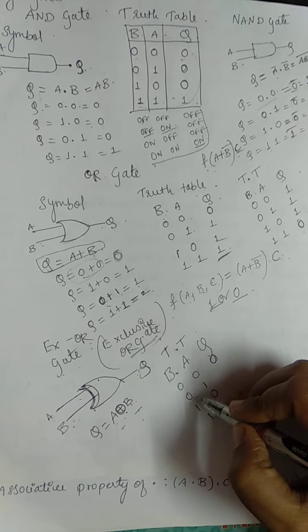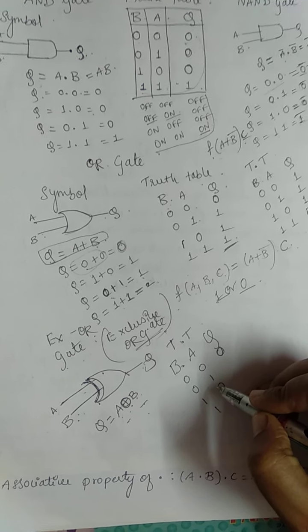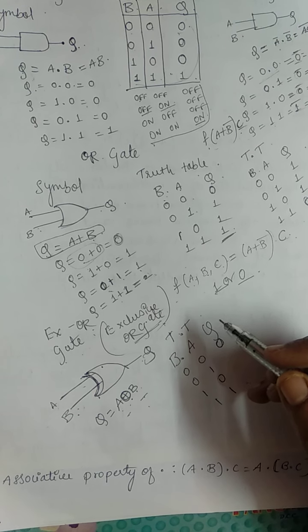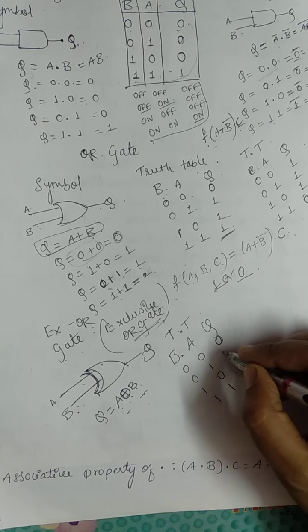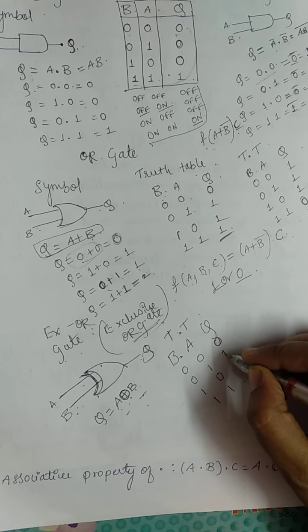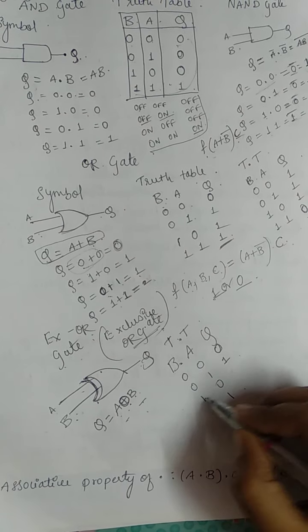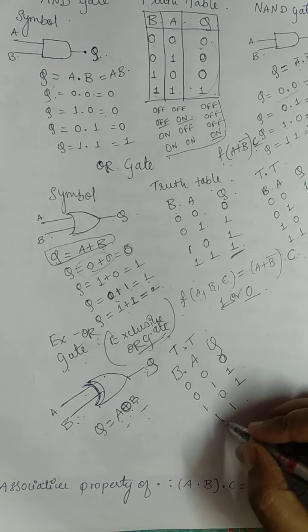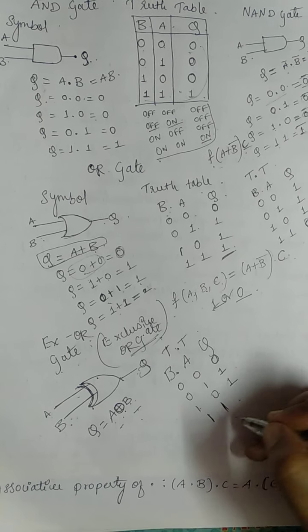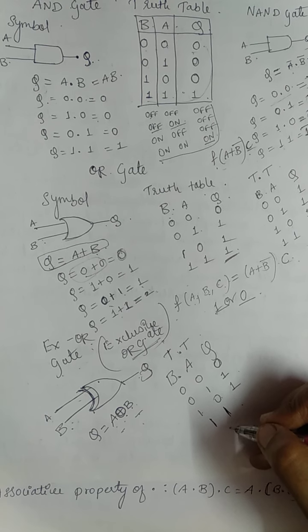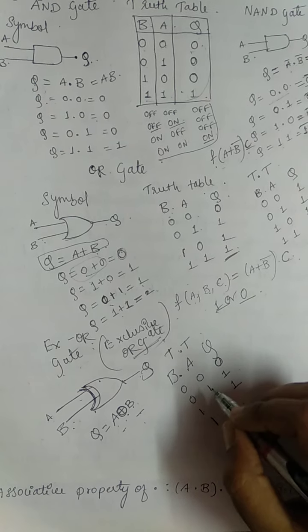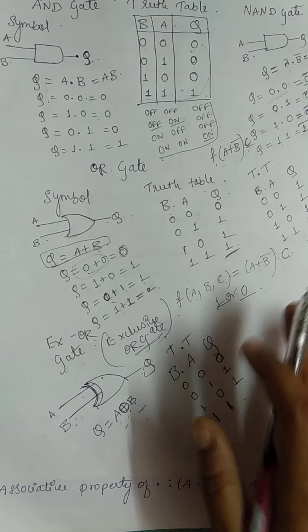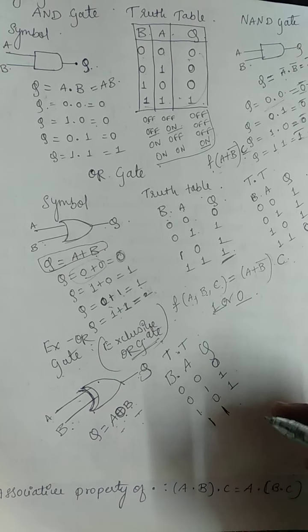Next is 0 plus 1. Correct. What will 0 plus 1 be? It will be 1. And 1 plus 0 becomes 1. If both inputs are on, as we said, it is a combination of OR gate, but both values will not give the even number. It will give the odd number.